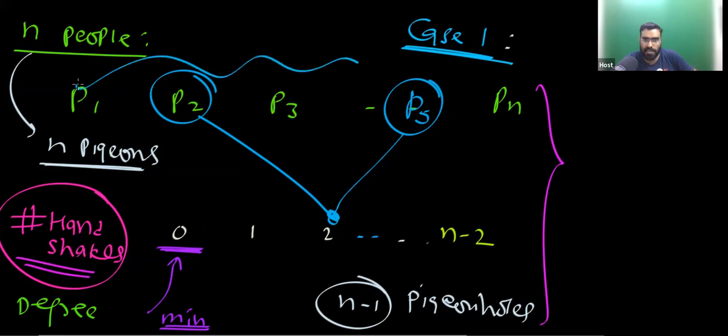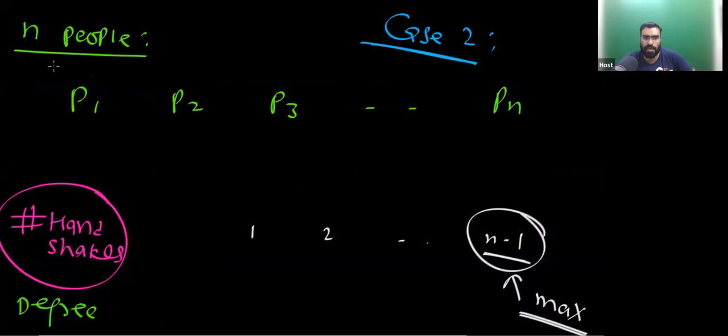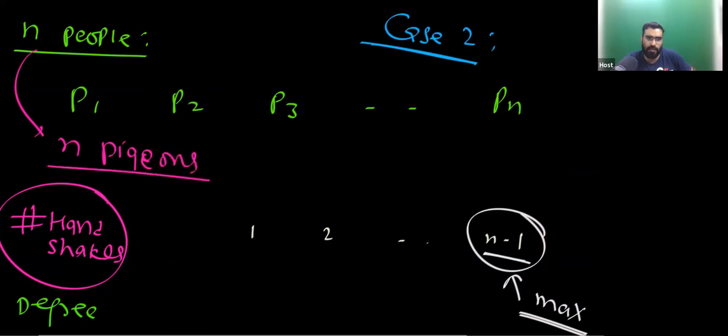So in this party, whatever you do, at least 2 people will always have the same number of handshakes. In this case 1. What about case 2? In this case 2 also, how many pigeons? N pigeons. And how many pigeonholes? That is n minus 1 pigeonholes.